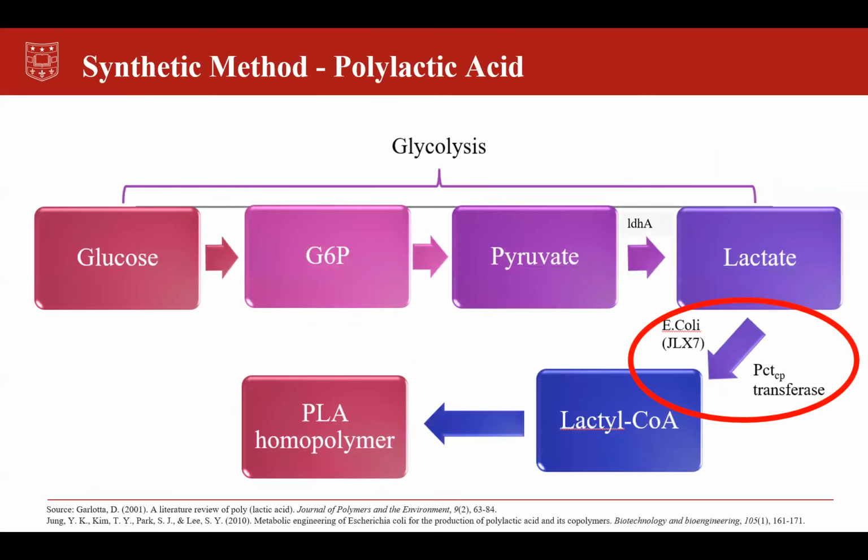So if we look at PLA production, if we look at the glycolysis pathway, we can generate glucose, and we can generate lactate from glucose using LDHA. And if we use E. coli, which is the GLX7 strain, and combine with the transferase, we can generate PLA at the end. So the next part is actually the economic analysis.